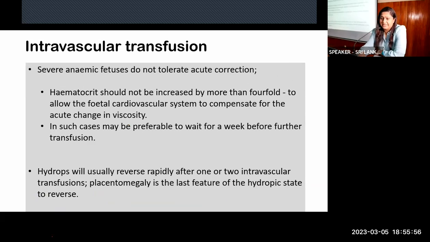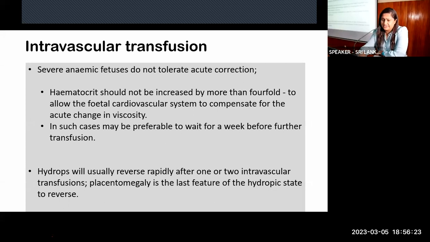When the fetus is severely anemic, they do not tolerate acute corrections. Therefore, the hematocrit should not be increased more than fourfold, because we want to allow the fetal cardiovascular system to compensate for the acute change in the viscosity. So we may under-transfuse, but we wait for a couple of days to a week before another transfusion is given.